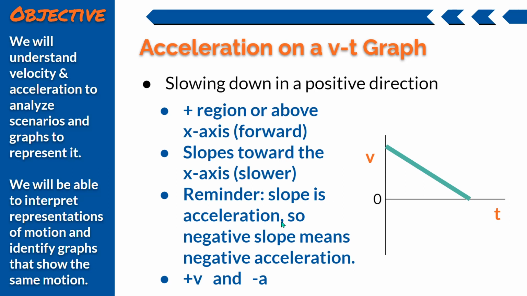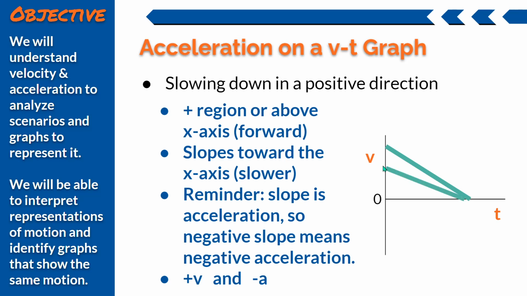Again, slope is acceleration. Slope of a VT graph is acceleration. This has a negative slope, thus this represents negative acceleration. So this graph shows positive velocity, since I'm up here, and negative acceleration, since my slope is negative. Because these signs are opposite, my acceleration's working against me, and I'm going to be slowing down. Okay, so if the signs are opposite, we're slowing down.